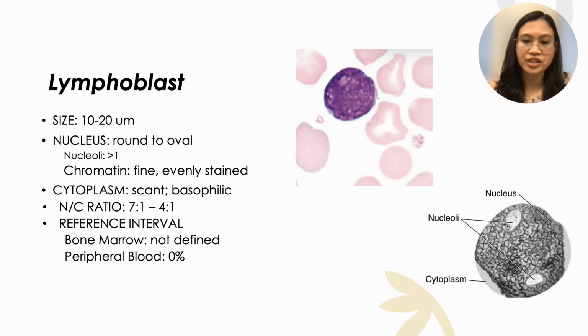The first precursor in the lymphocytic maturation is the lymphoblast. In normal individuals, lymphoblasts are only seen in the bone marrow. They have a round to oval nucleus with more than one nucleolus present and a fine, evenly stained chromatin pattern. Also, lymphoblasts have scanty basophilic cytoplasm. You can see in this slide an image of an actual lymphoblast and its corresponding schematic diagram.